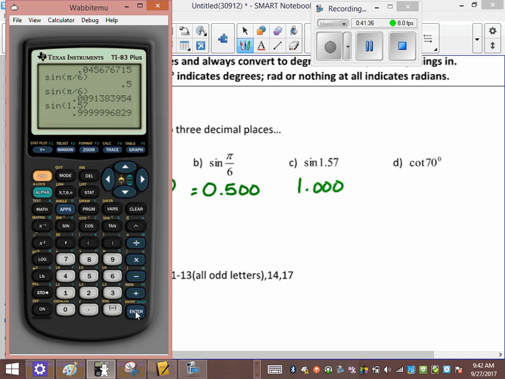So some people get it all mixed up. They want to like go tan 1 over 70 or something. Just go to your formula sheet. It tells you. Don't mess yourself up. So this is just going to be 1 over tan of 70. But it's 70 degrees. And my calculator's in radians. Go back.